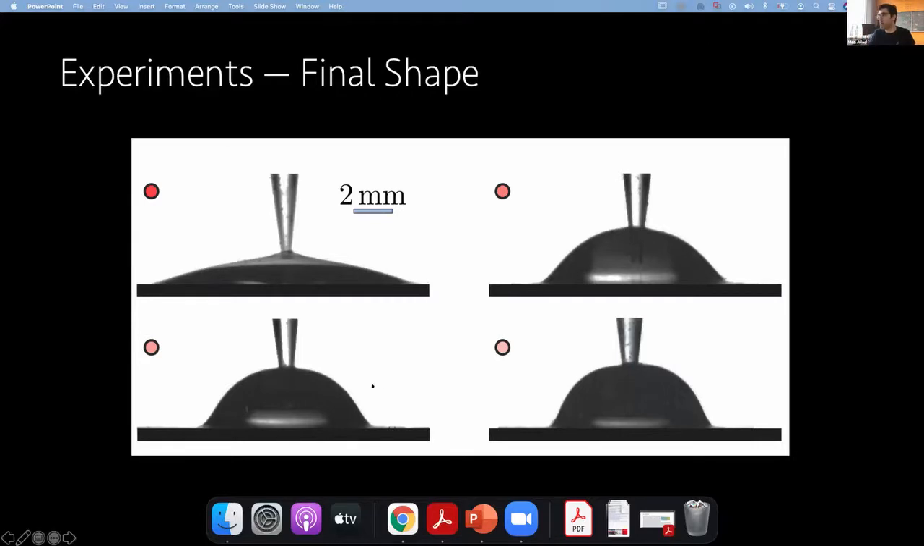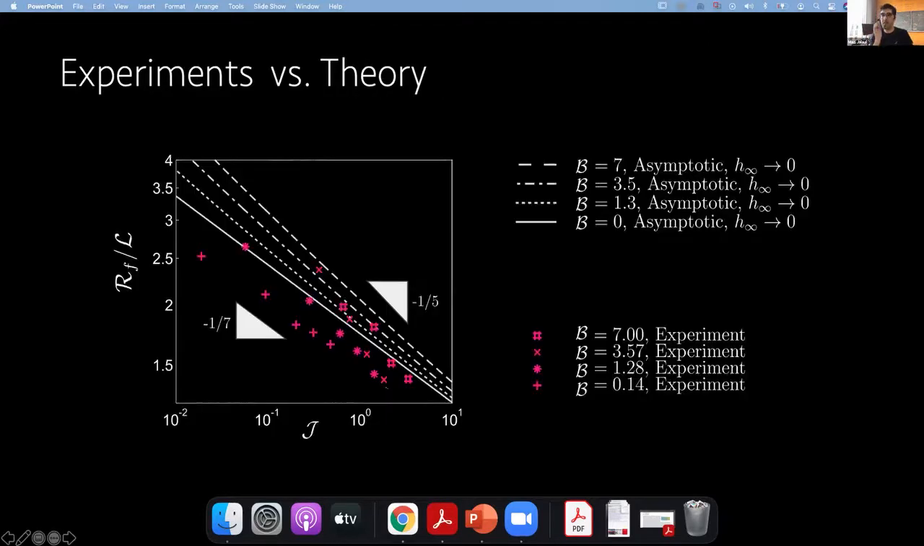Okay. So is it good when I compare it with our asymptotic analysis? I'm going to put everything in this curve. On the y-axis is my final radius, normalized by the characteristic length scale from the volume, and the x-axis is this plastocapillary number that I have. The larger the value of J, the larger the yield stress effects. So lines are my asymptotic solutions, and dots are my experimental results.